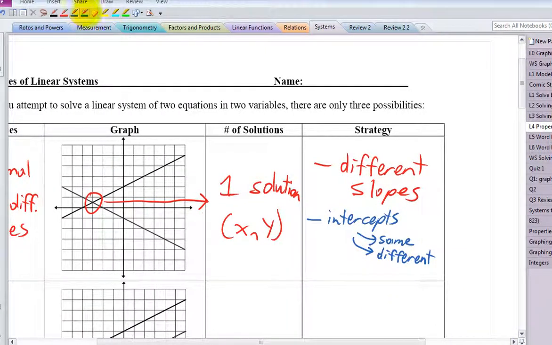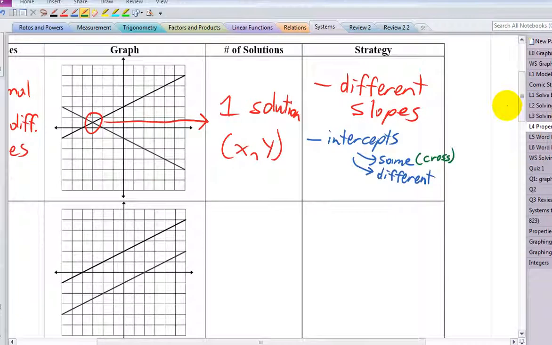But if they are the same, then guess what? This would actually be where they cross. It doesn't matter at all if you know that or not. I just want to point that out. That's a little bit different than our other scenarios.